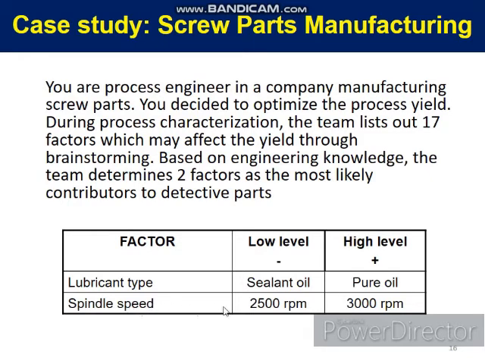Spindle speed is set at 2500 rpm, revolutions per minute, and 3000 rpm. So you can see the values. So low level at 2500, high level at 3000 rpm. So this is with respect to the values of minuses and pluses.